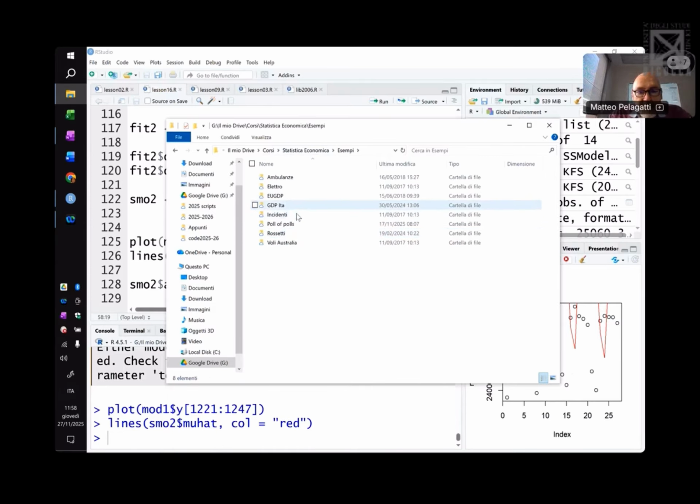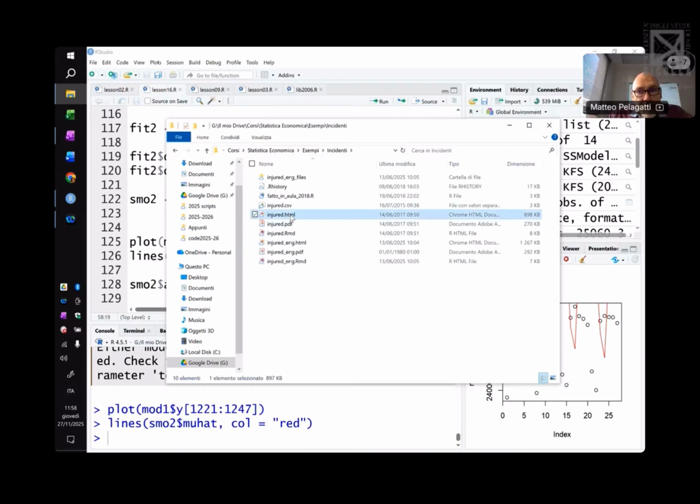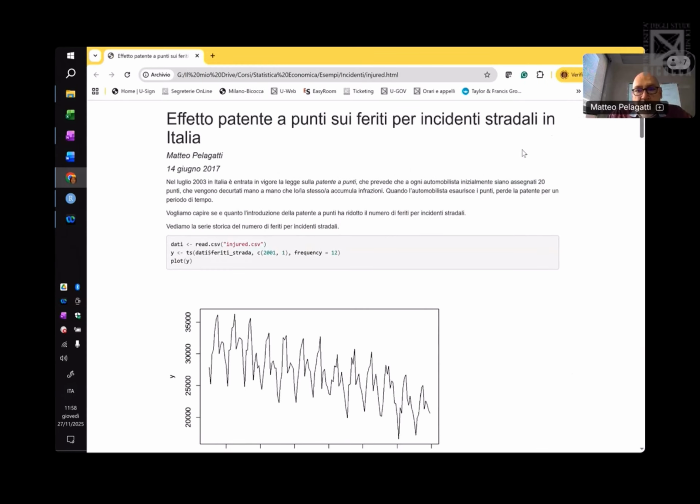So this is the example. Let's just go through this. Oh, it's in Italian, of course. I'll put the Italian one and the English translation.